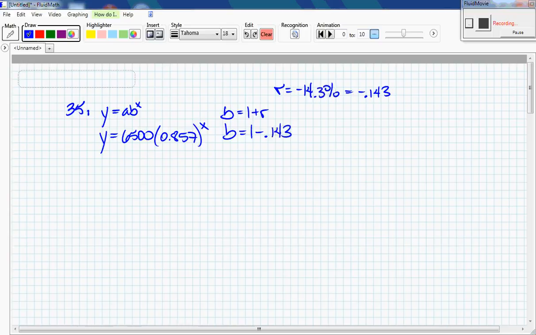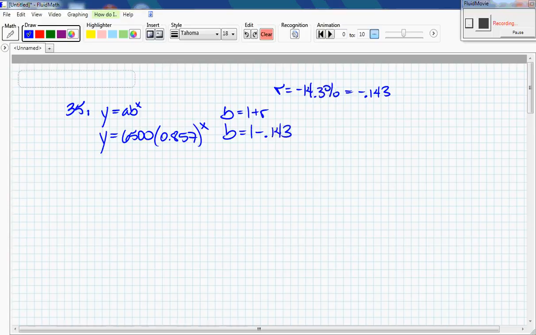We have our initial value of 6,500, and that is part A. We have just written a function that models the value of the computer. Just keep in mind, 6,500 times 0.857: it's worth roughly 86% of what it was after each year. So we're taking this total and multiplying it by 86%.